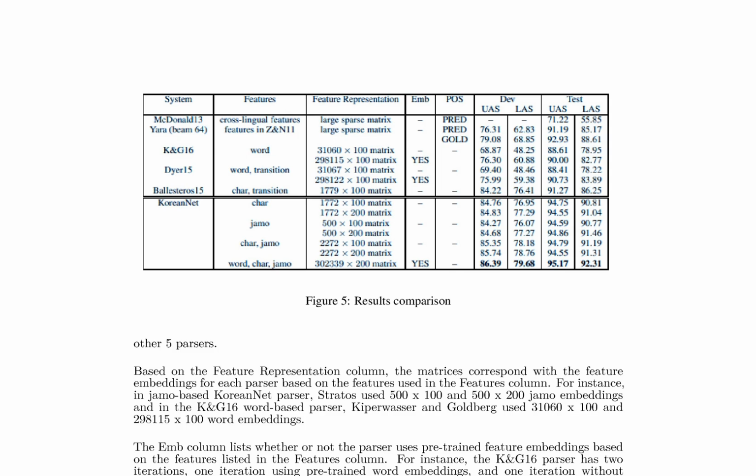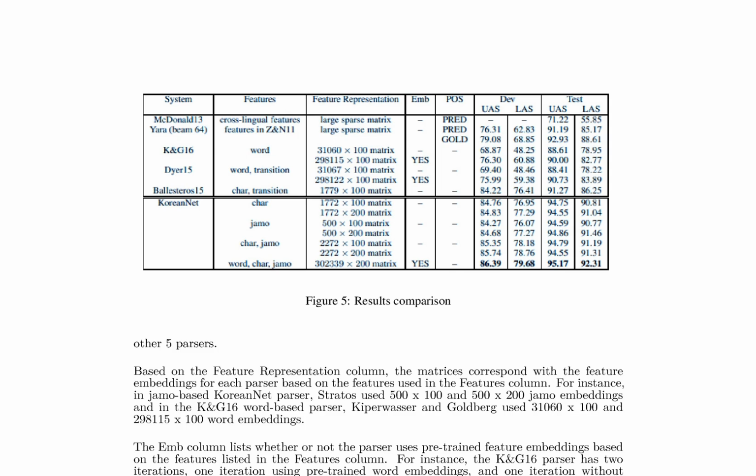This study compares the performance of various Korean language parsers, focusing on their feature representations, use of pre-trained feature embeddings, and POS tag implementations. The comparison is presented in Figure 5, where different parsers are evaluated based on their development and test accuracy with UAS and LAS metrics.